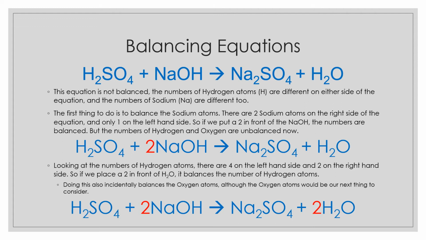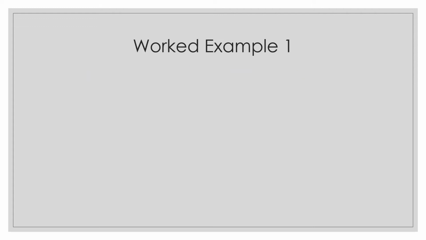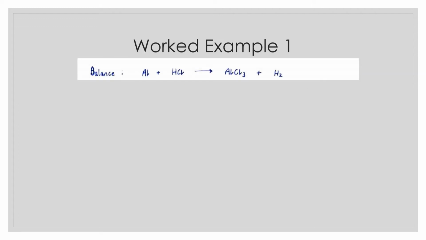Let's go through a worked example. This is our question. We have the reaction of a metal, aluminium, with hydrochloric acid to form the salt, aluminium chloride, and hydrogen gas. This equation is clearly not balanced, as the only thing we currently have that is balanced is the aluminium. Stop for a minute and try this yourself. Answers are coming up.